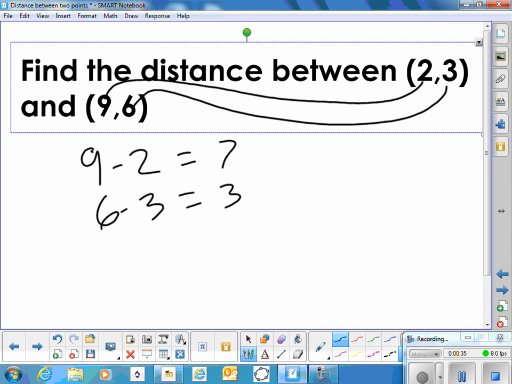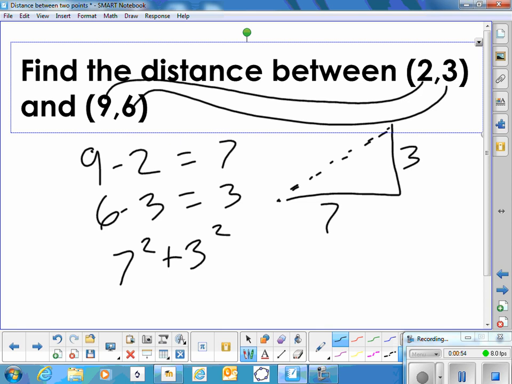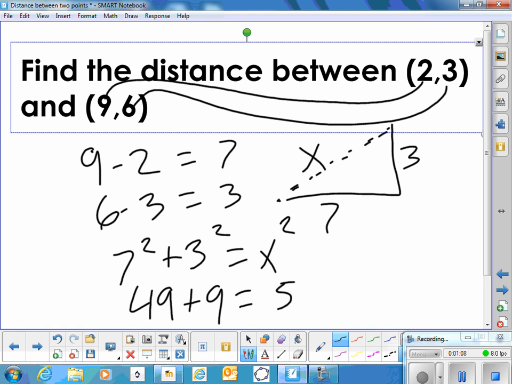So if we looked at that on a triangle, one side would be 7, one side would be 3. The distance that we're trying to find is not known, but we know that a squared plus b squared equals c squared, or 7 squared plus 3 squared equals x squared. 7 squared is 49, 3 squared is 9, so x squared equals 58.